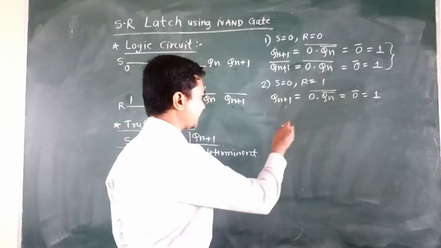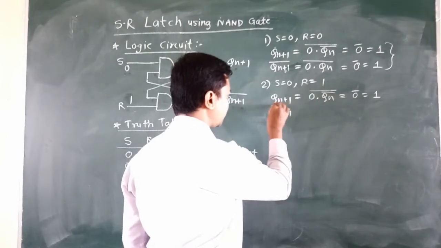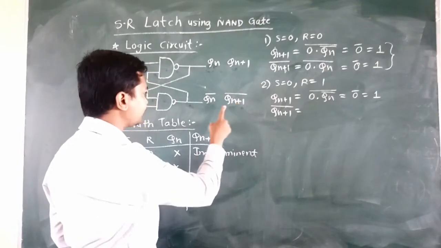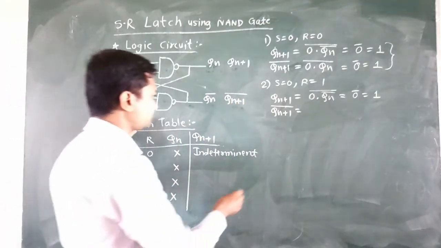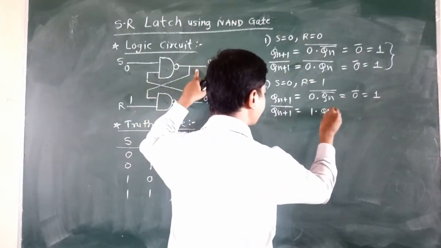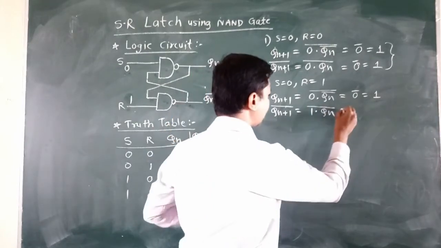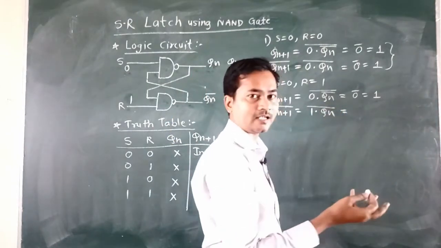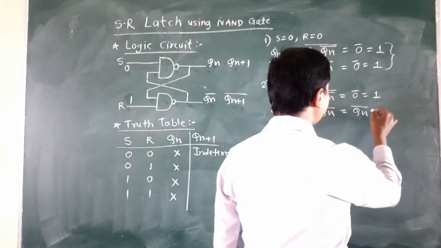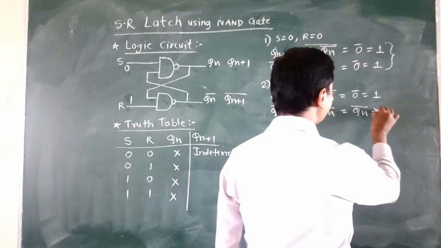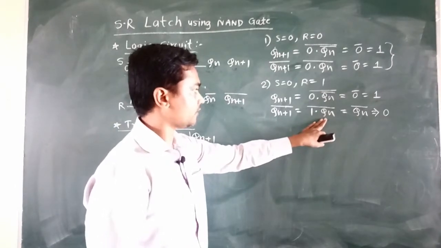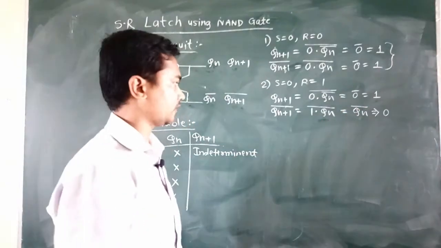So let us recalculate. Qn plus 1 whole bar, that means I'm talking about this output, is equal to 1 dot Qn, and the bubble means whole bar. So 1 dot A is A, so Qn bar. If this is 1, then obviously this should be 0. You don't have any other output here, so you can directly write 0 there.